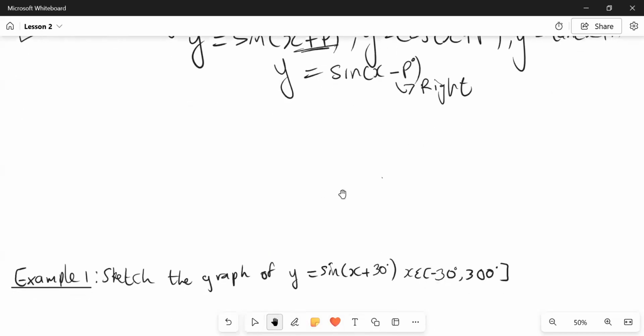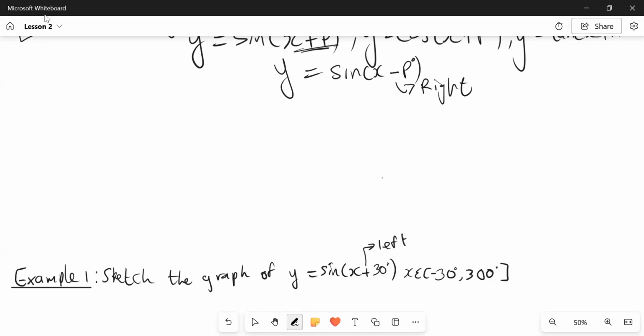Example number 1. Now they're saying sketch the graph of y equals sine (x plus 30). Now there's a horizontal shift here. They've added 30, which means now the graph has been shifted 30 degrees to what? The left, right?